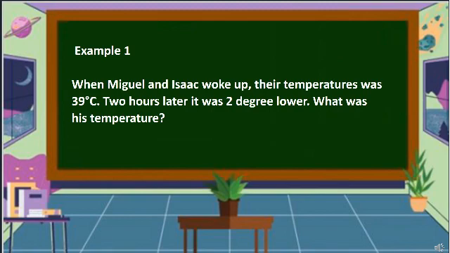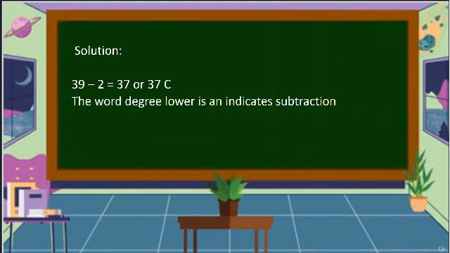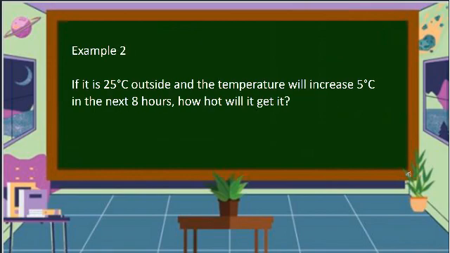Before we proceed with the solution of this problem, we can notice 39 degrees Celsius. Letter C stands for Celsius, which is a measurement of temperature on a standard in which 0 degree is the temperature at which water freezes and 100 degree the temperature at which it boils. Temperatures are given in Celsius or Fahrenheit. For our solution, 39 minus 2 is equivalent to 37 or 37 degrees Celsius. The words degree lower indicate subtraction.